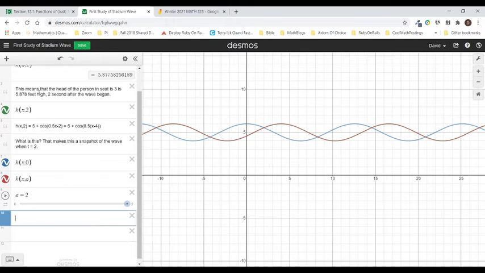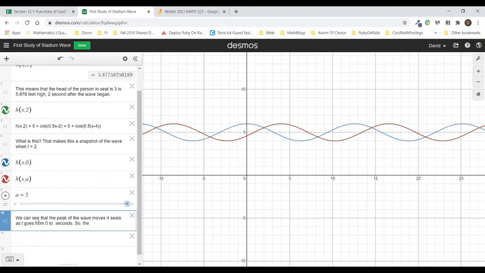And let's add a little note that says that. We can see that the peak of the wave moves 4 seats as t goes from 0 to 2 seconds.